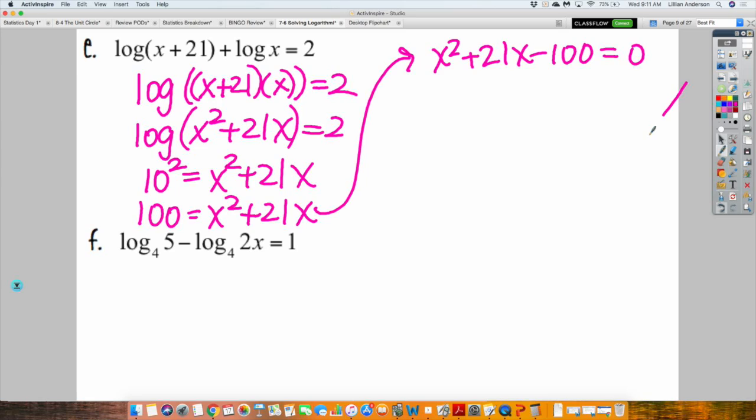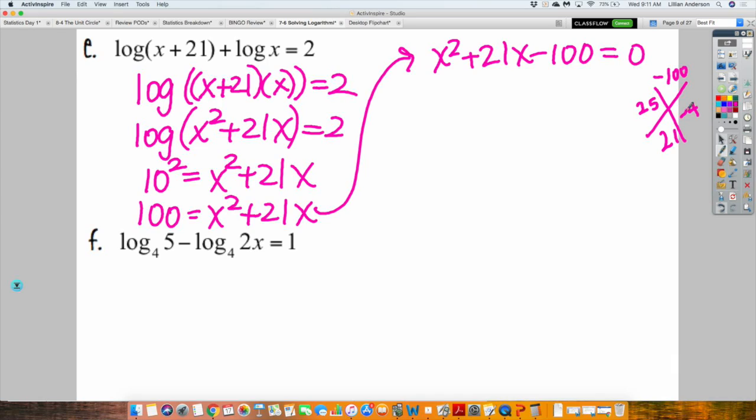So, when I make my x, what number goes on the top? Very good. Negative 100 on the bottom. You look for 2 numbers that multiply to give you negative 100 and add together to give you 21. So the 4 has to be the negative.